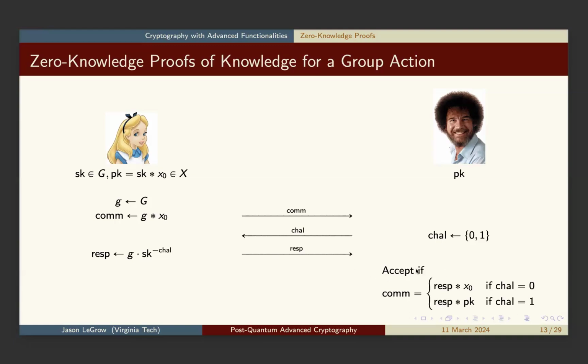And then we can check that these equations will hold. So if the challenge is 0, she's going to check that the commitment is the response acting on X0, which of course it is because the response is G, and that's literally the definition of the commitment. The more interesting case is when the challenge is 1. When the challenge is 1, the response is G times the inverse of SK. So when Bob acts the response on PK, this SK inverse will kill this SK here, and I'll be left with X naught, and then I'll be multiplying by G, so I get my commitment again. So this protocol works, and I haven't used any properties of the group here. This is great. This works for any group action. Well, okay, it's correct for any group action. We don't know, it's not necessarily secure.